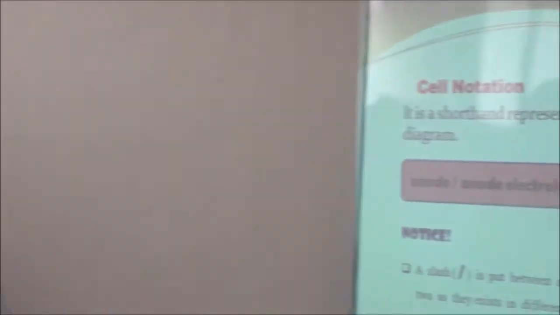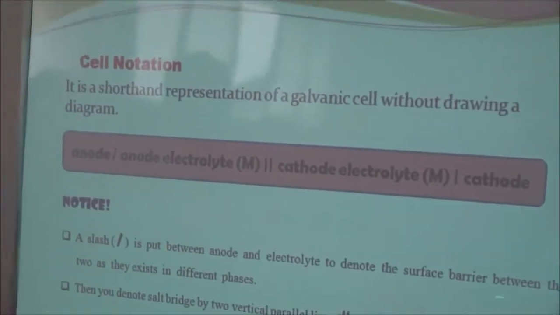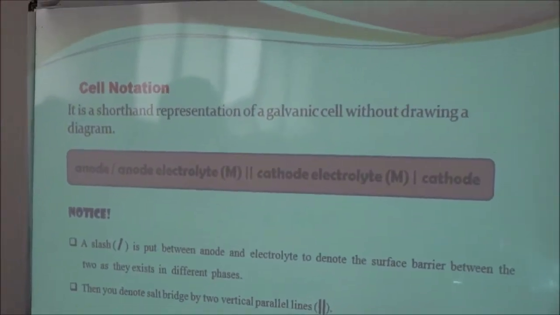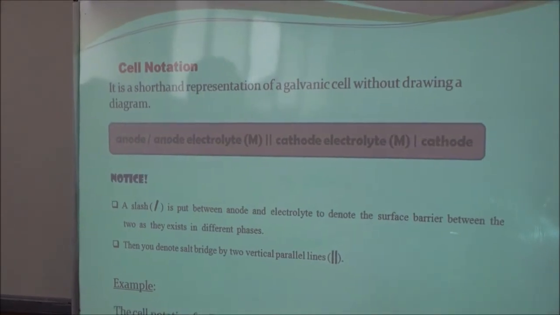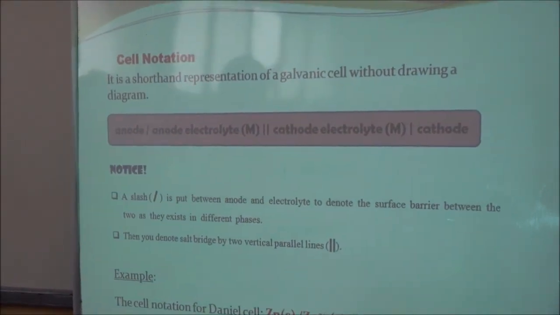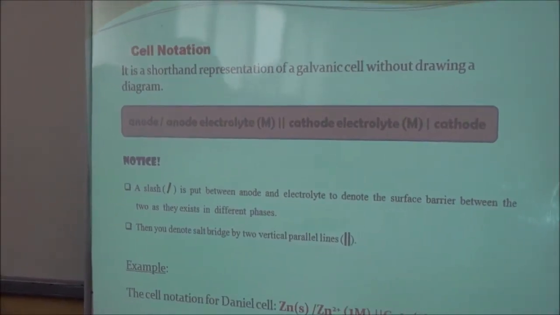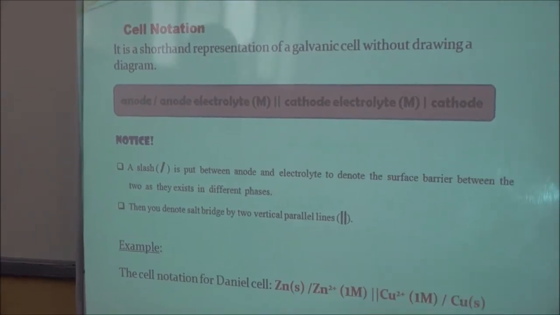Today our lesson is cell notation, yes? Cell notation. What does cell notation mean? It is a systematic representation of a cell without using a diagram. Without using a diagram, which one is anode, which one is cathode? To identify this, we have to use cell notation.